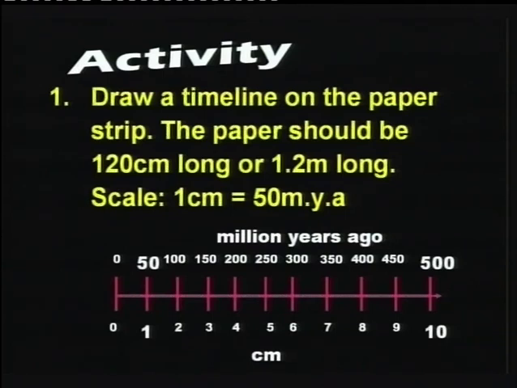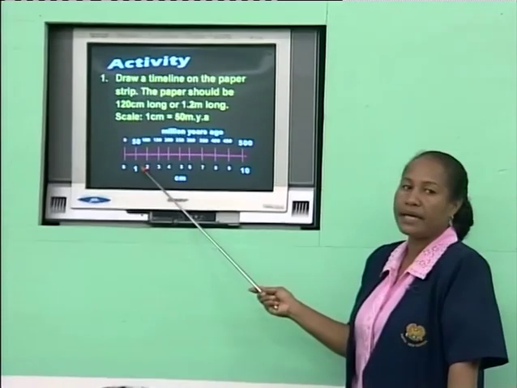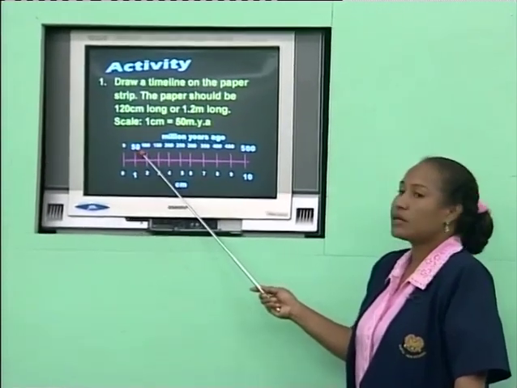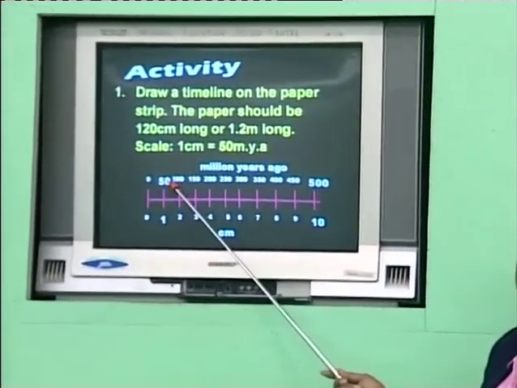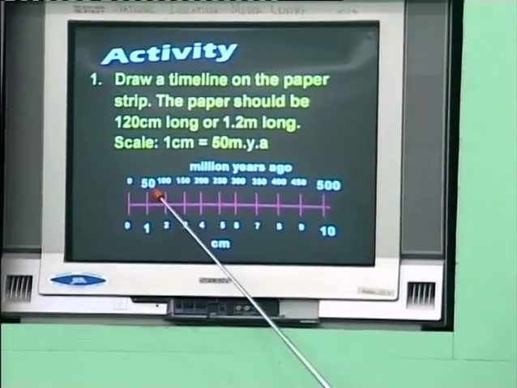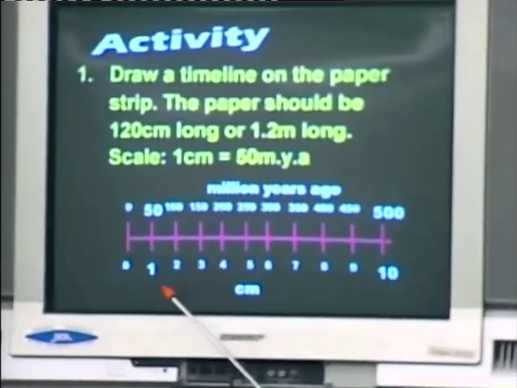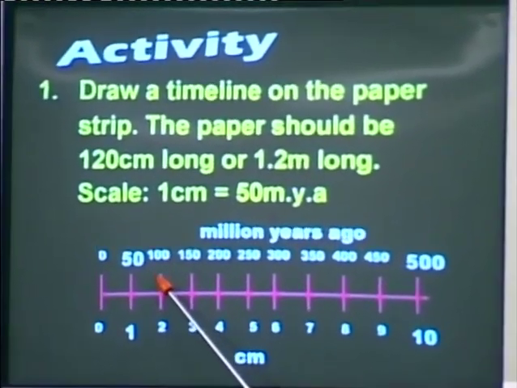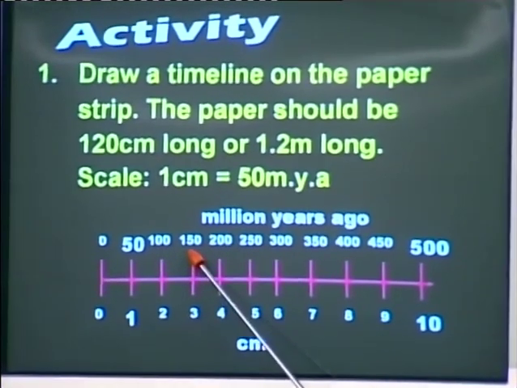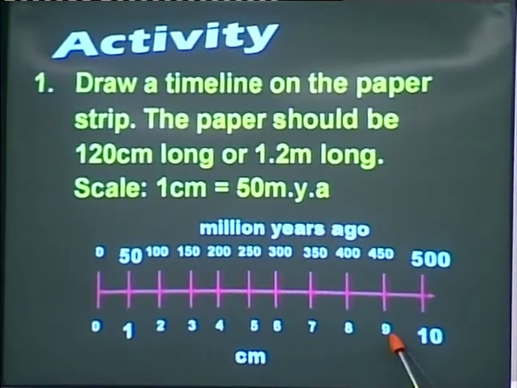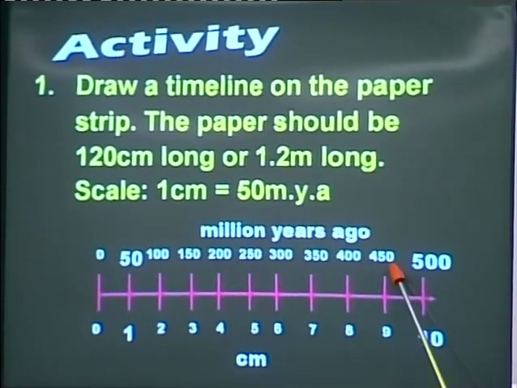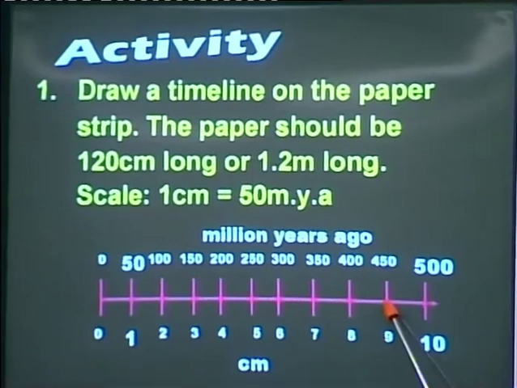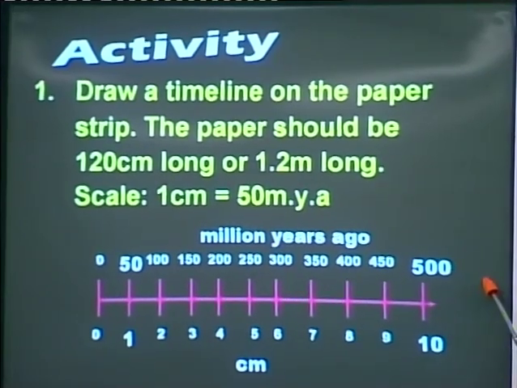All right, so 1 centimeter, looking up here, is equal to 50 million years. So you are going to count by 50. 2 centimeters will be what? Class? What about 9 centimeters? 450 million years. Okay, and your timeline must continue.